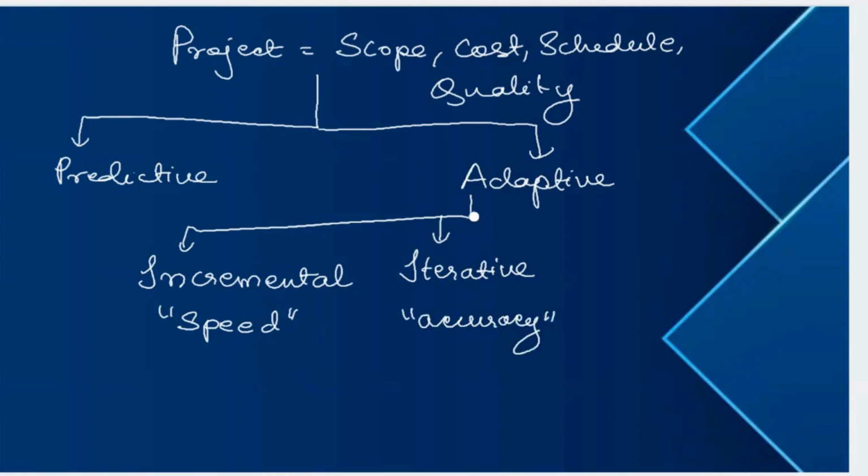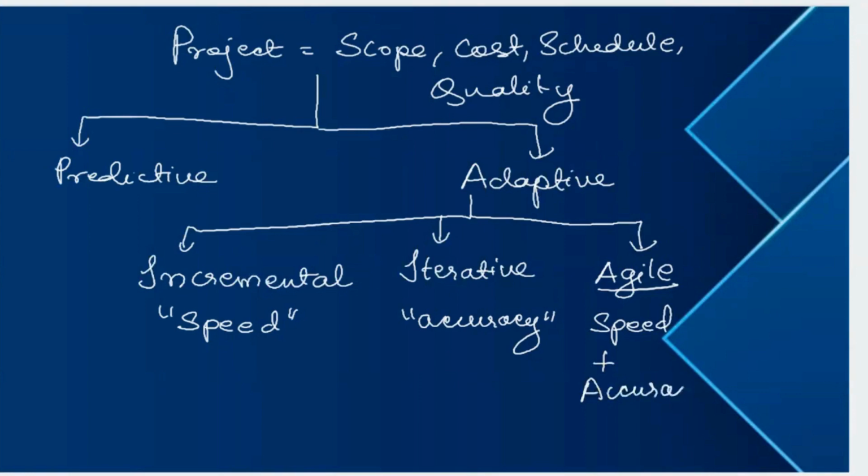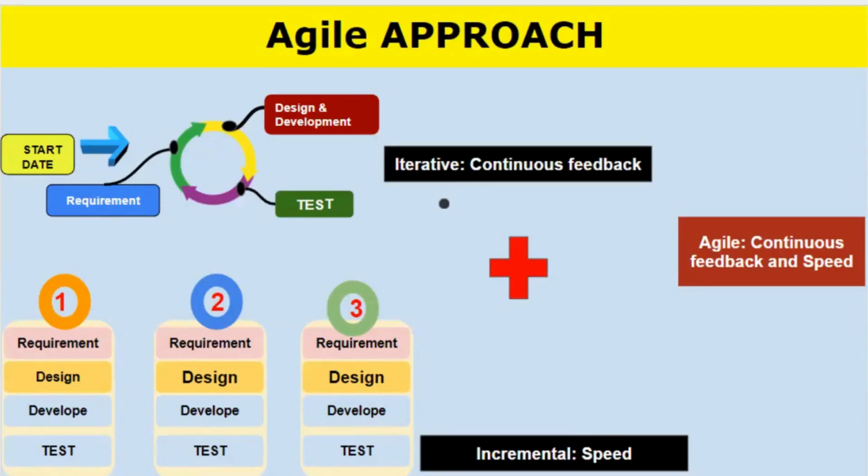So today we are going to study the third approach, that is the agile approach. The agile approach says that you want to deliver your project with great speed, and along with speed you also want to maintain the accuracy, you can use agile. Now we can conclude that the agile approach is a combination of iterative and incremental. Iterative is an approach where the product is developed through continuous feedback of the customer, while in incremental, we deliver the product in increments.